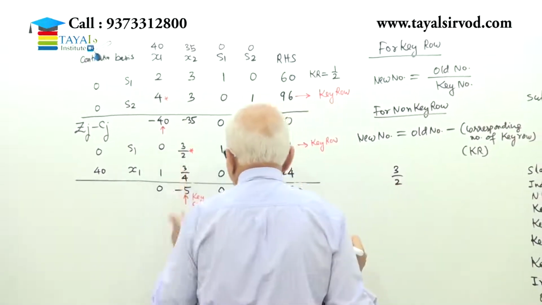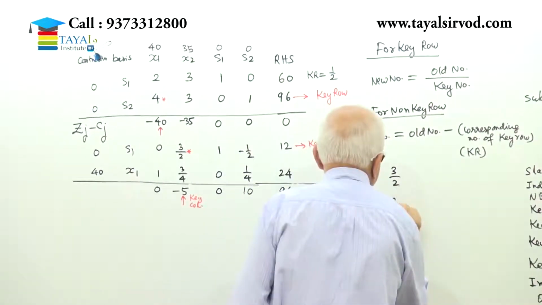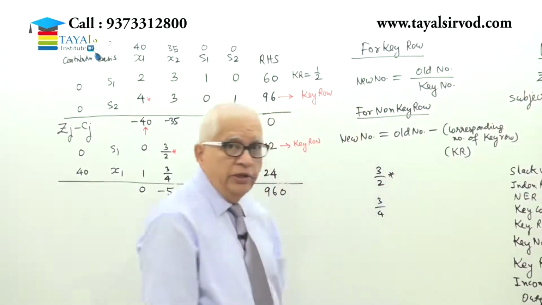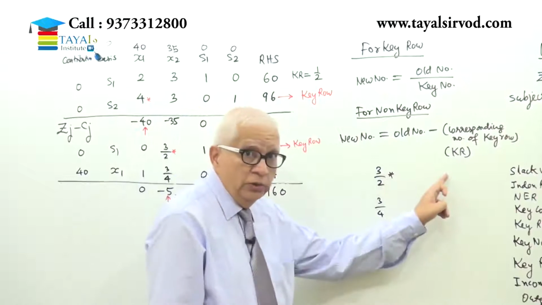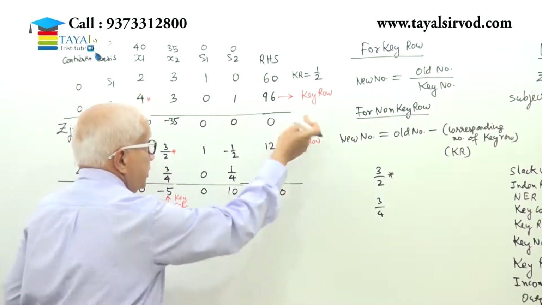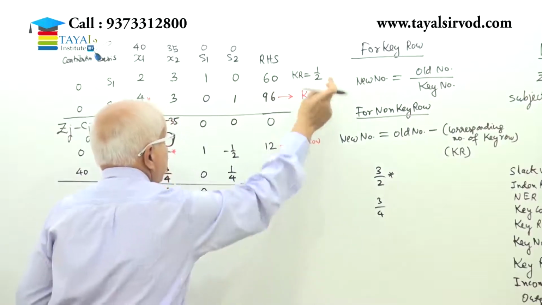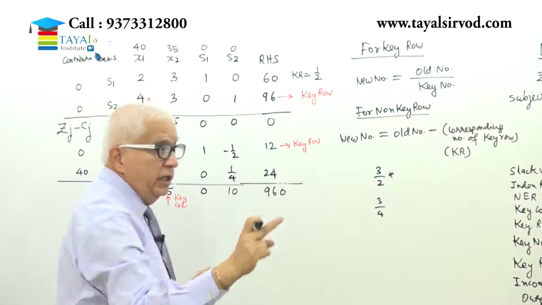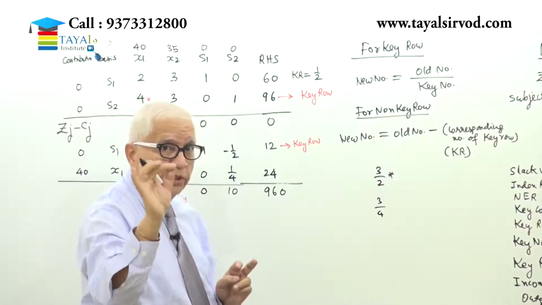Look at the key column. What are the numbers in the key column? 3 by 2 and 3 by 4, and the asterisk is on the number 3 by 2. This is the key row. This is the non-key row. Remember, now here this is the key row, this is the non-key row. Here the situation was reversed. This was the key row, this was the non-key row. Here this is the key row, this is the non-key row. And key ratio is applicable only for the non-key row.